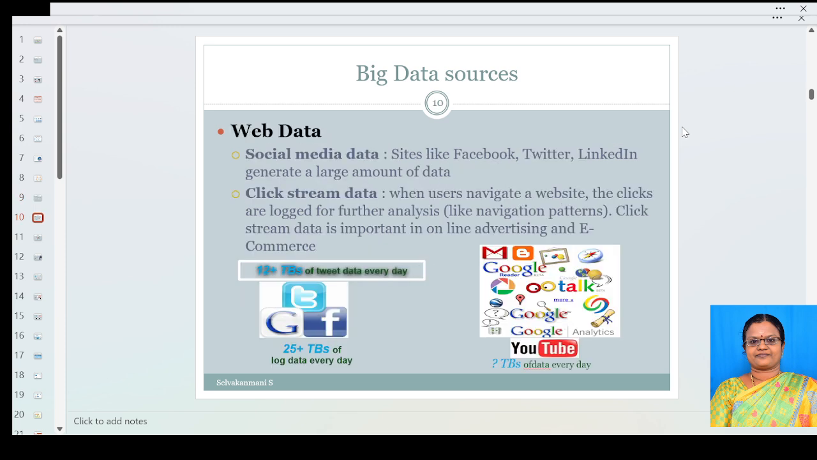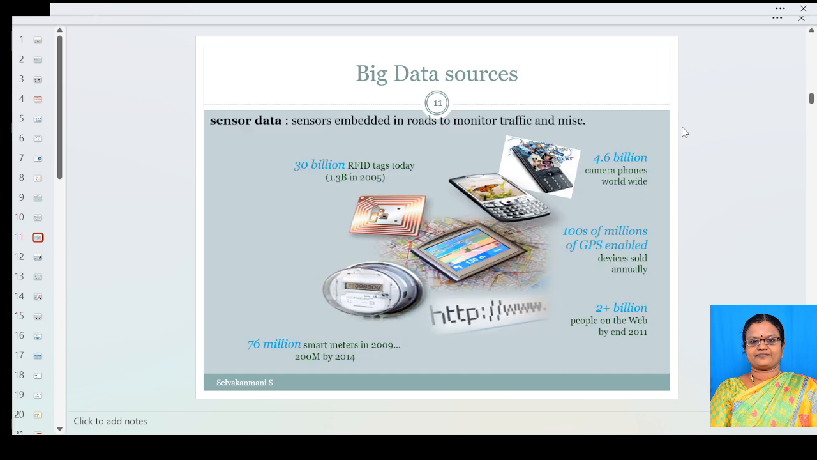The next one is the web data. Here you can see social media data and clickstream data. Social media websites like Facebook, Twitter and LinkedIn generate a large amount of information per day. Clickstream data is when users navigate a website, clicking on certain pages and navigating in a certain pattern. This is called clickstream data, which is important in online advertising and e-commerce.